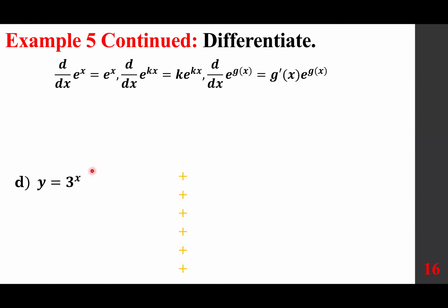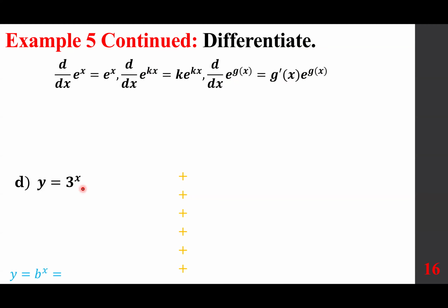What about y to the power of 3? Y equals 3 to the power of x. When the base is e, we know the derivative of e to the power of x is itself, e to the power of kx is itself times k, e to the power of g of x is itself times g prime. We have no idea what the derivative of 3 to the power of x is yet.